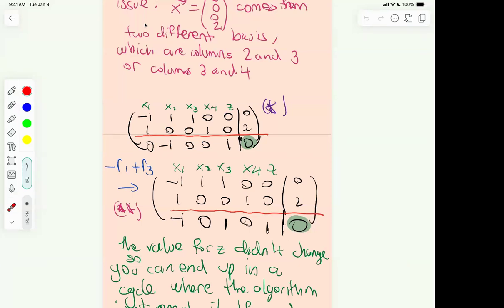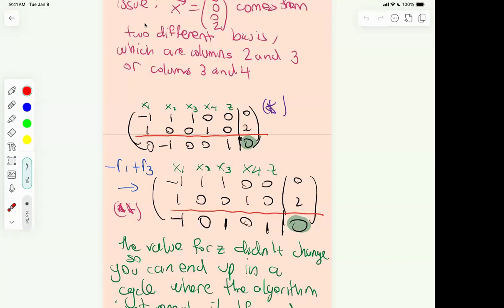The problem when sometimes there's no improvement is that you can end up in what they call a cycle, meaning that the algorithm just loops itself, and you keep going back and forth between previous corners without ever reaching the maximum one.